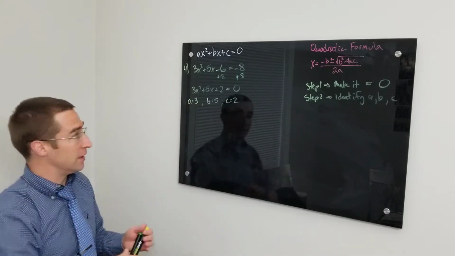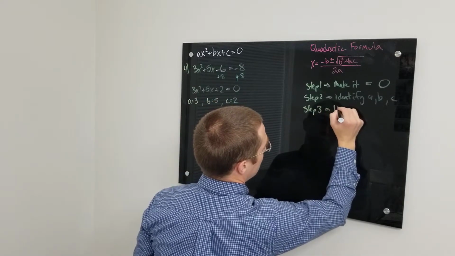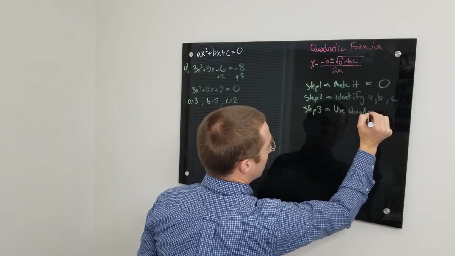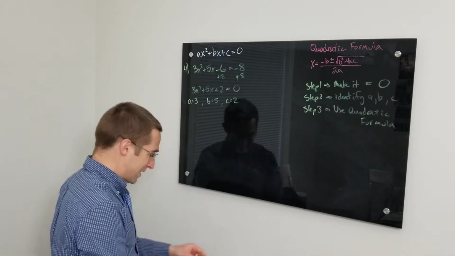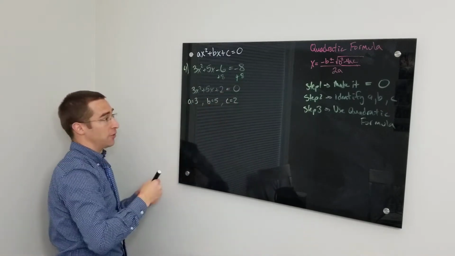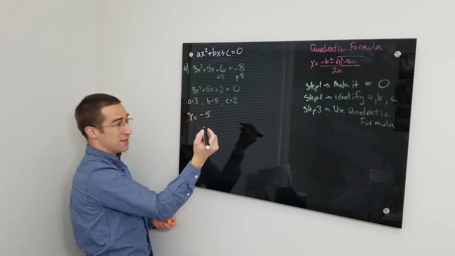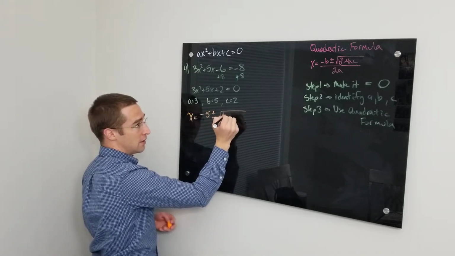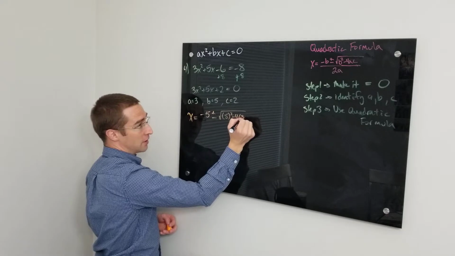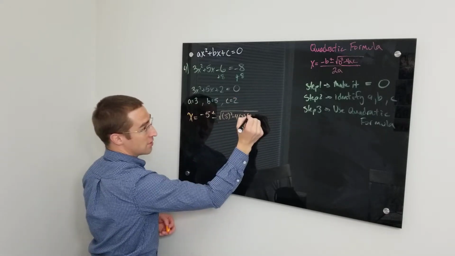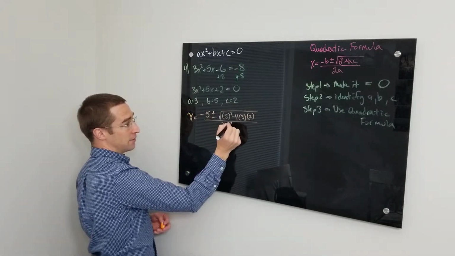Now, step 3 is we're going to use the quadratic formula. So we're just going to replace A, B, and C into the quadratic formula. So here we have x equals -5. Instead of negative b, it's -5, plus or minus the square root of 5 squared, because that's our b number, minus 4 times our a number, which is 3, times our c number, which is 2, all divided by 2 times our a number, which is 3.